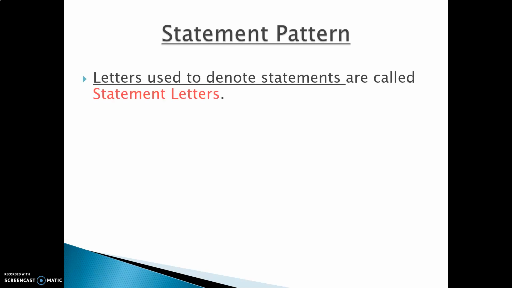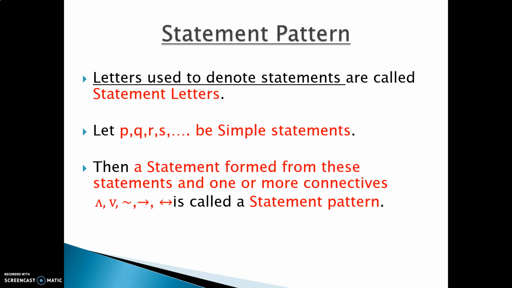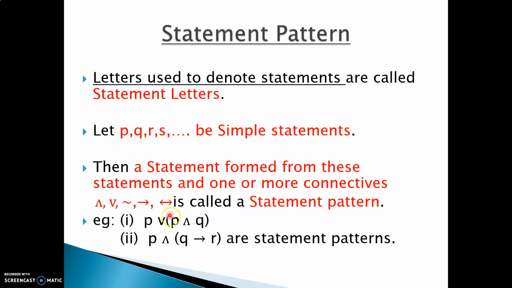Statement pattern. Letters used to denote statements are called statement letters. Let P, Q, R, S, etc. be simple statements. Then a statement formed from these statements and one or more connectives, that is and, or, negation, implication and double implication, is called a statement pattern. That means statement pattern is a combination of simple statements and connectives. These are two examples given here. You can go through that.